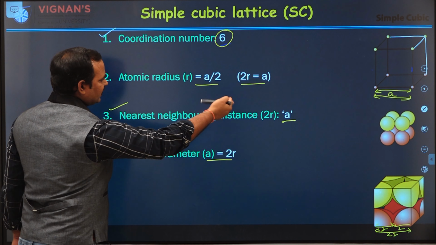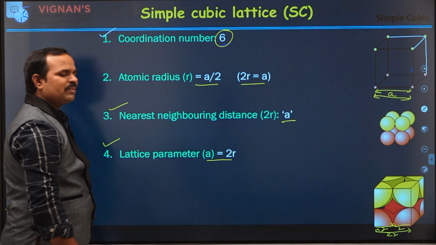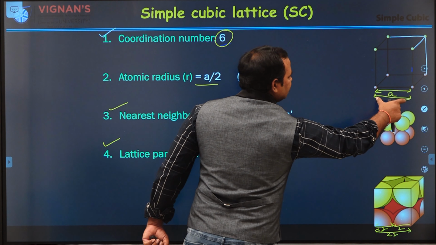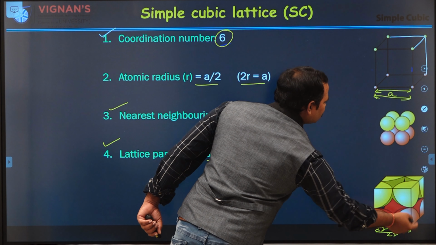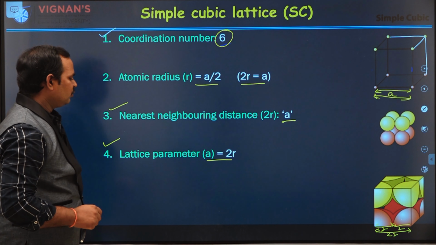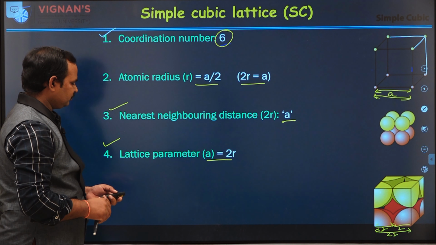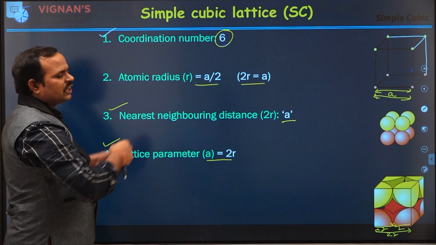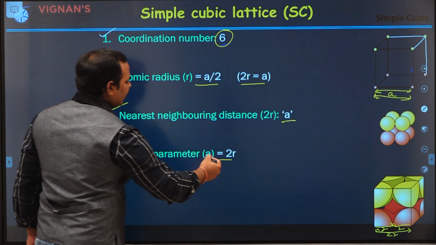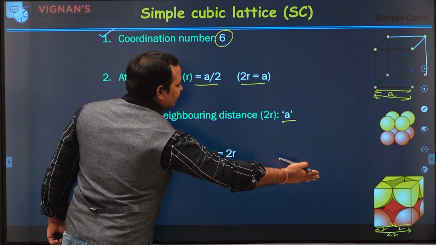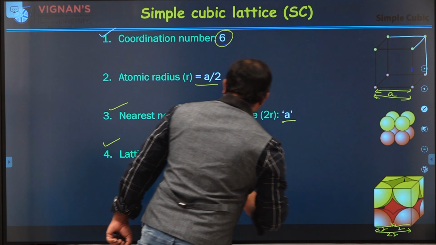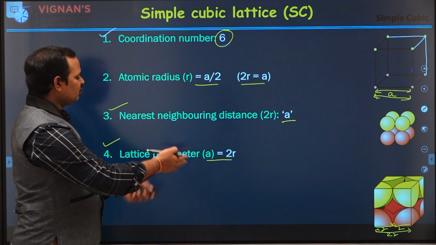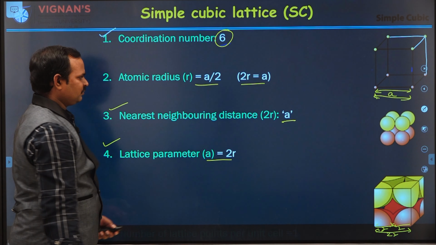Similarly, we can rewrite this same thing. So this lattice parameter a is equal to 2r. That means this distance is equal to r plus r, 2r. This is how we can find out lattice parameters. Because the atoms are in contact with each other, we can write a is equal to 2r. If they are not in contact, we cannot write a is equal to 2r. Since they are in contact, only then can we write a is equal to 2r.